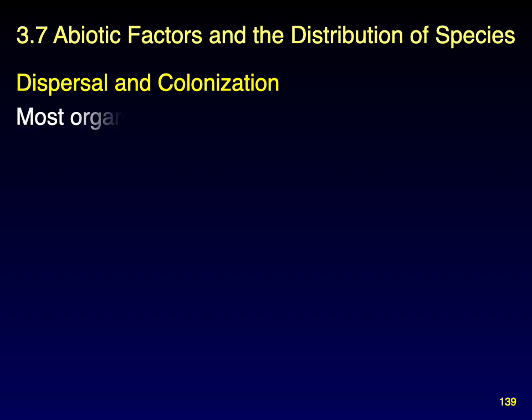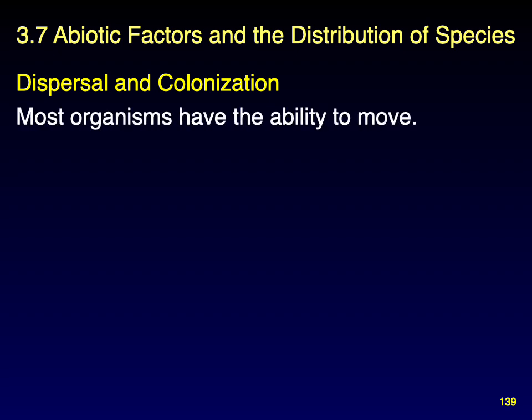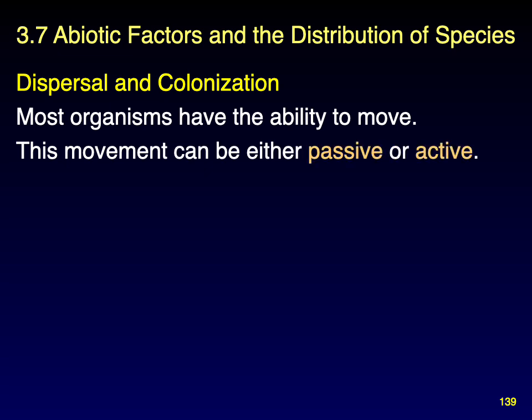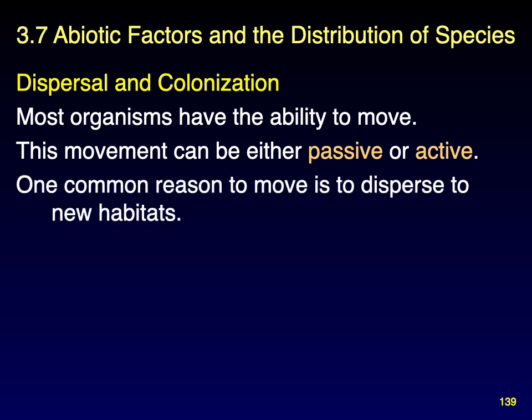Okay, dispersal and colonization. Most species have the ability to move. Now, this movement can be classified into two groups. Is it passive? Do they have to use the environment to help move them? Or can they walk, swim, or fly? That would be an example of an active type of movement. So why would a species want to move? To find new habitats where resources are more plentiful, and they have higher success for survival, better growth, higher rate of reproduction, and the production of offspring.